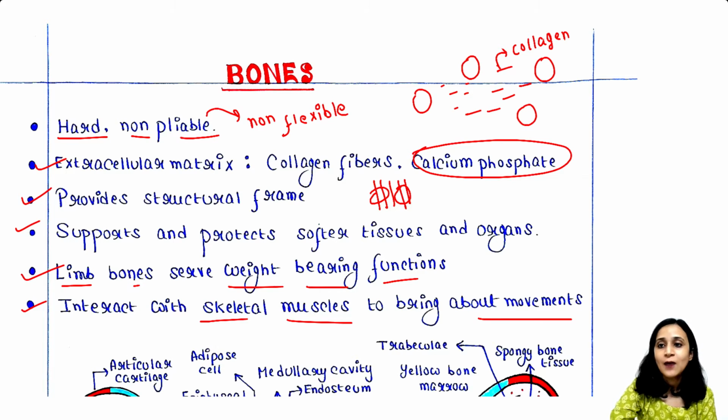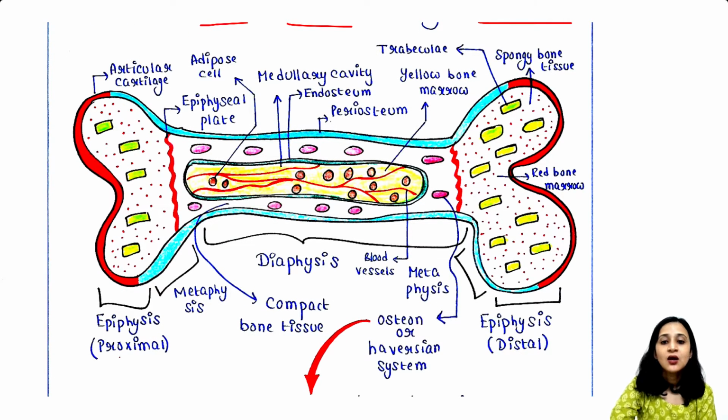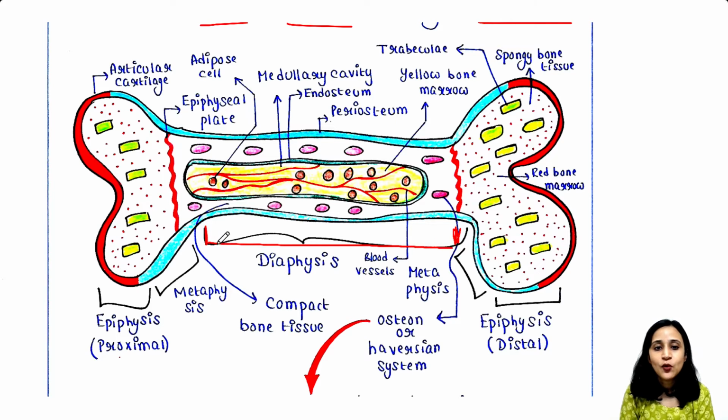Now let's talk about the structure of bone. Okay, so this is a long bone, you can see here. In this long bone you will get many things. First of all, this part is the main body of bone, that is called diaphysis. This part is cylindrical.